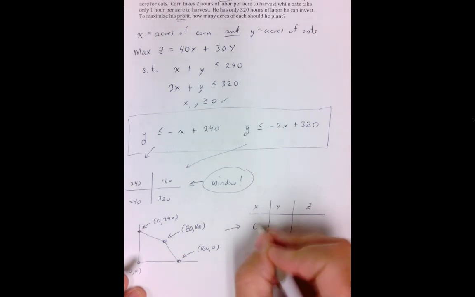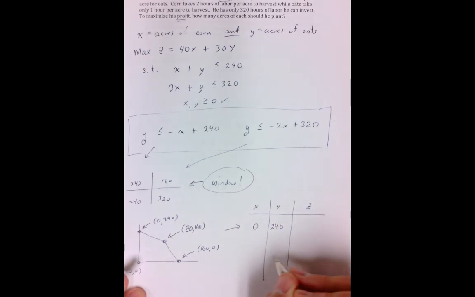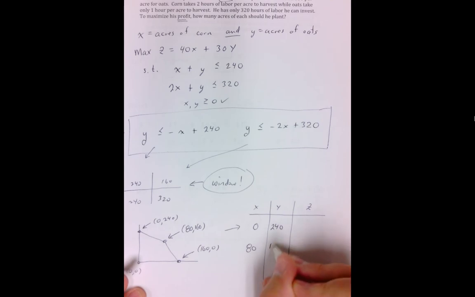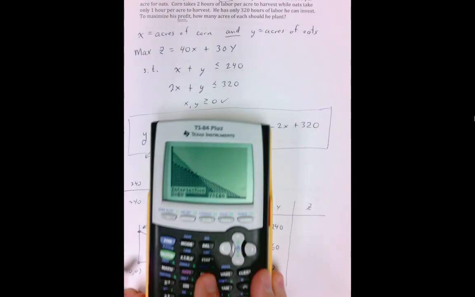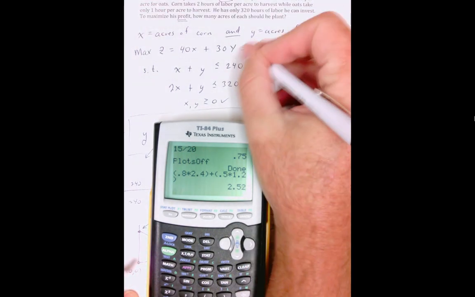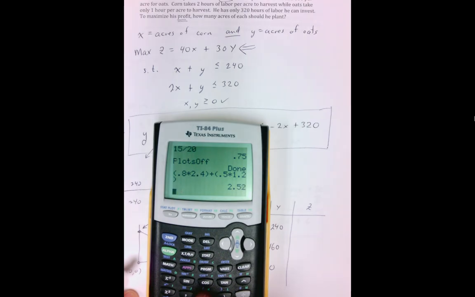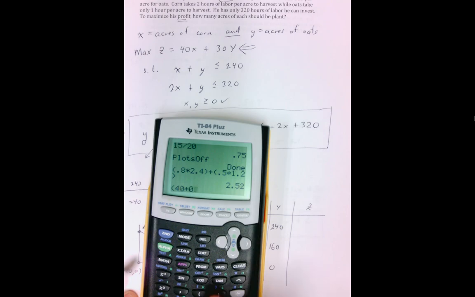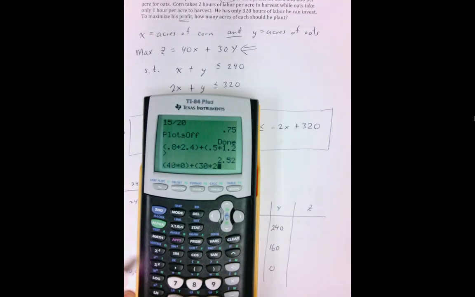All right, what we've got to do now is put this in our table. So we've got 0, 240, 80, 160, and 160, 0. All right, so our objective function, let's get back over here. Our objective function, this is what we focus on at this stage of the game. So we're going to have 40 times 0. I'm just going to put this in and show you something. And then I want 30 times 240.